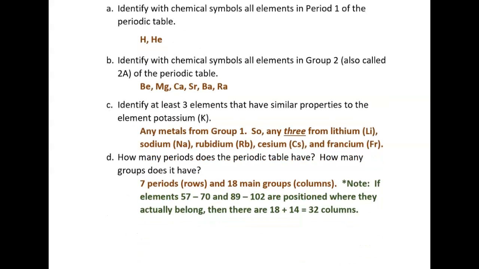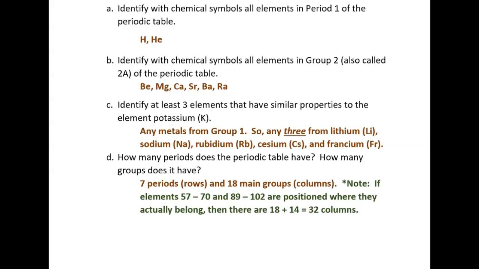Question D, how many periods does the periodic table have and how many groups does it have? The periods are the rows. There are 7 of them. The groups are the columns. There are 18 main groups. Most periodic tables number those groups 1 through 18. Some periodic tables number the groups using a combination of numbers and either the letter A or the letter B.